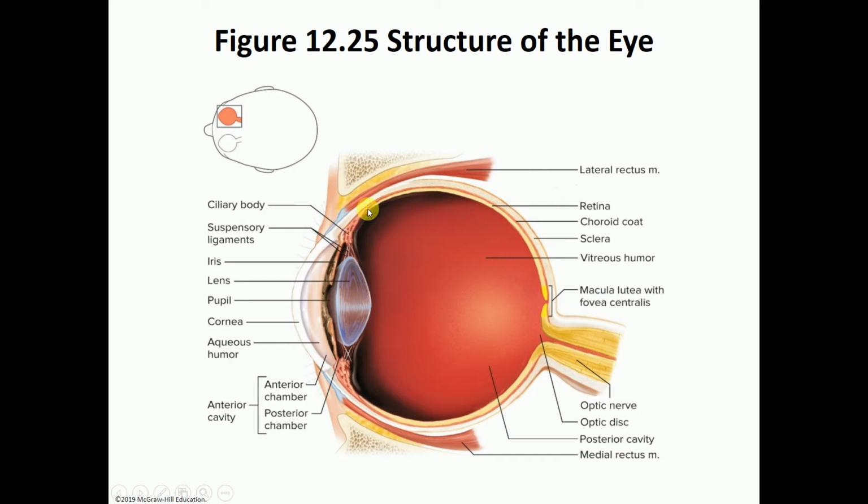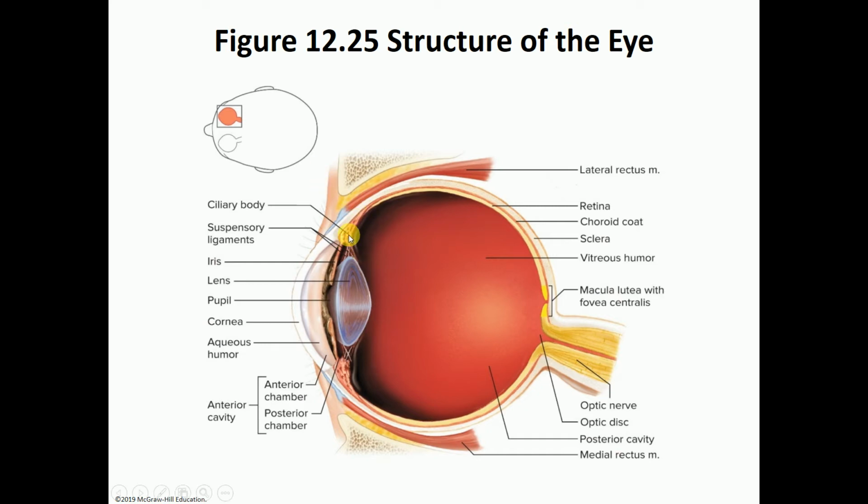Now the middle layer, that's the choroid coat. Choroid coat has lots of melanocytes, and those are going to absorb any extra light getting into the eye. So the inside of the eye has to be pitch black. And in order to do so, melanocytes are going to absorb any extra light getting in there. We've got the ciliary body.